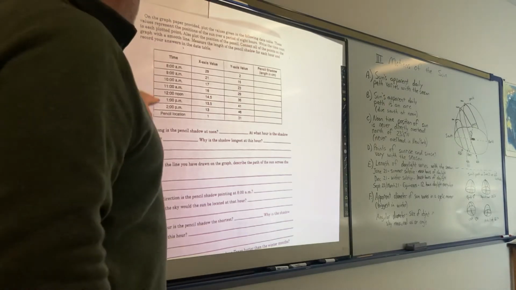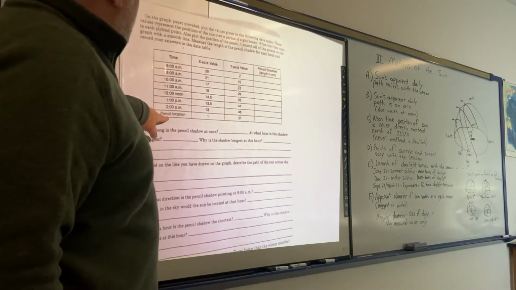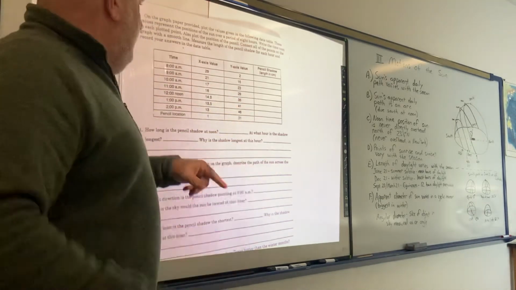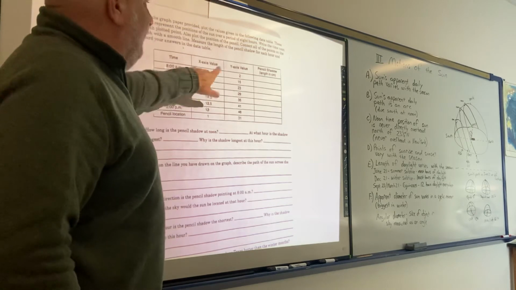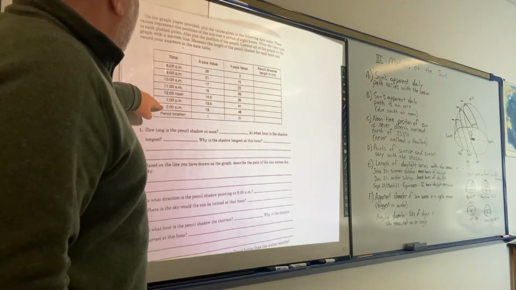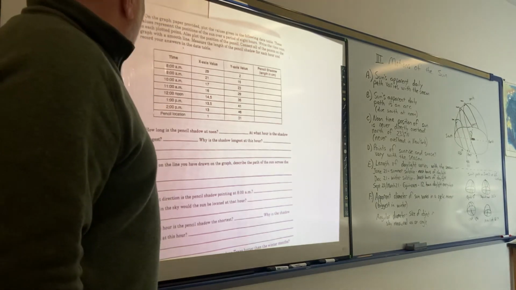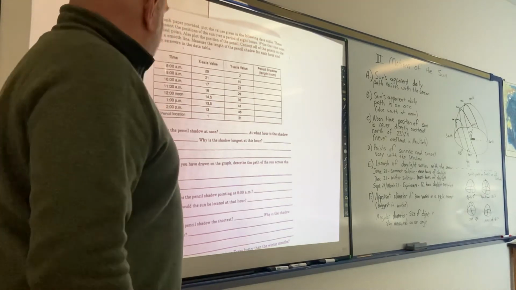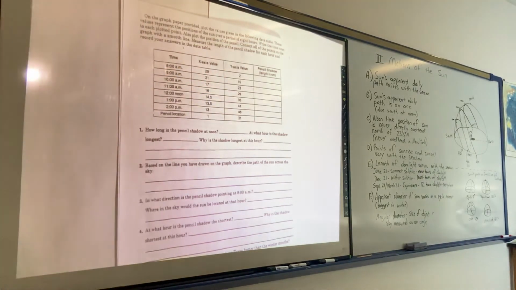And that's what this data is right here. So it tells you what time, and it shows you on that paper the coordinates of the tip of the shadow. All right. So it has it from 8 o'clock in the morning to 2 o'clock in the afternoon. All right, so what you're gonna have to do is, you're gonna take this data and you're gonna graph it on the next page.